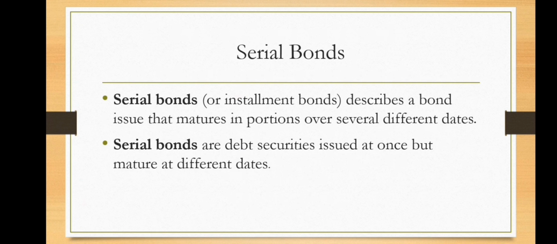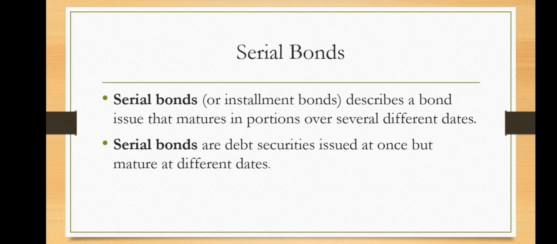All right, so to formally start our discussion this afternoon, we will be defining what serial bonds are. Serial bonds, or installment bonds, describe a bond issue that matures in portions over several different dates. Instead of facing a large lump sum principal payment at maturity, an issuer can opt to spread the principal payment over several periods. So, serial bonds are debt securities issued at once but mature at different dates.